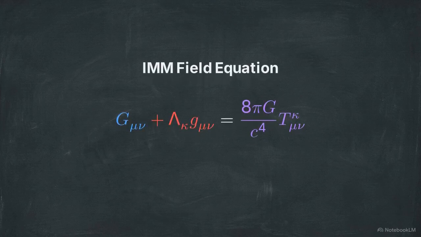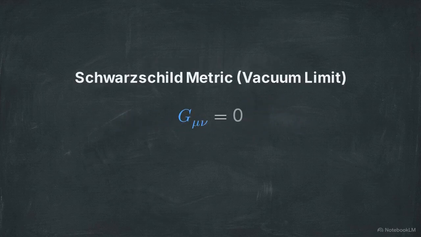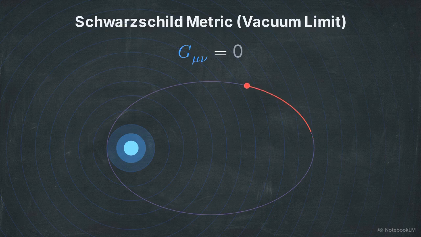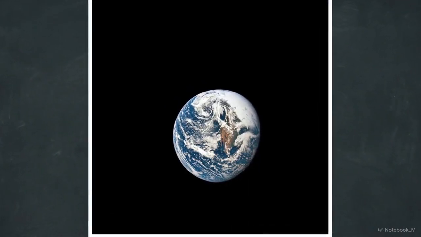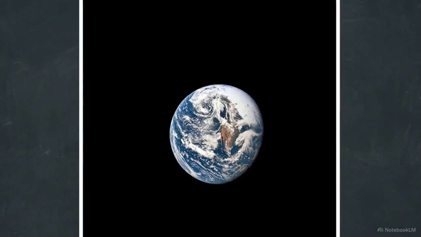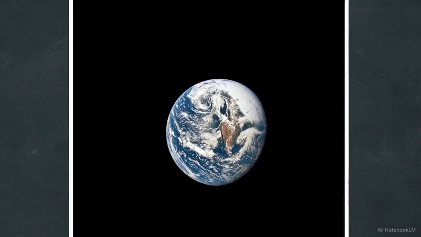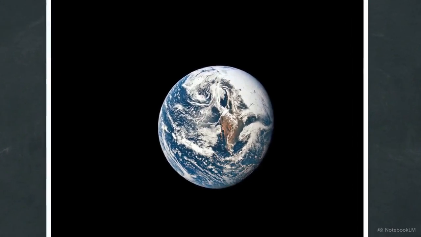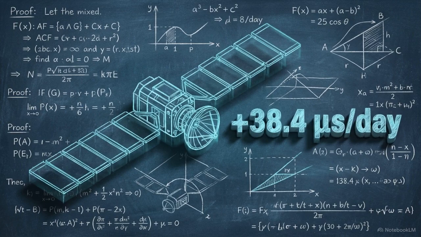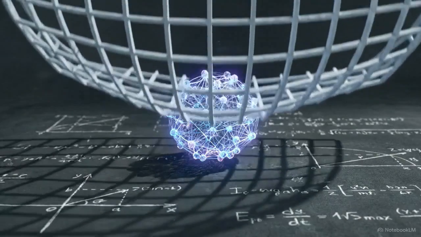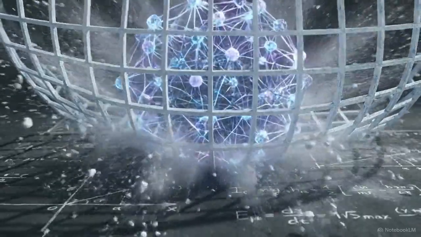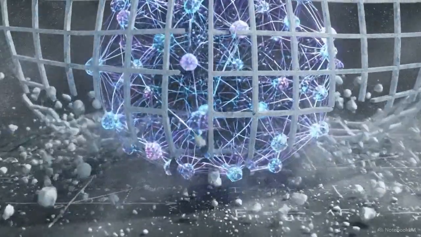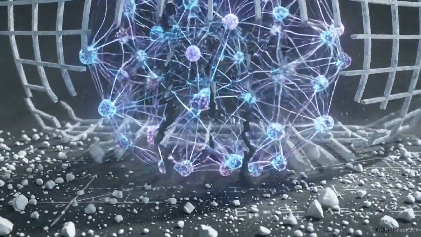In the weak field, slow motion limit, the IMM field equation recovers the Schwarzschild metric used in astrophysics. When applied to Earth's orbit, this derived metric correctly predicts the positive 38.4 microsecond per day time dilation experienced by GPS satellites, matching operational data without assuming geometric gravity is a fundamental force. Gravity is the macroscopic pressure exerted by a coherent observer state, struggling to maintain integration with a higher dimensional manifold.